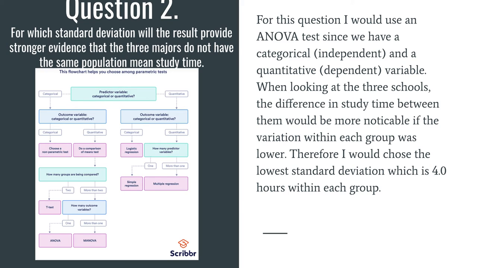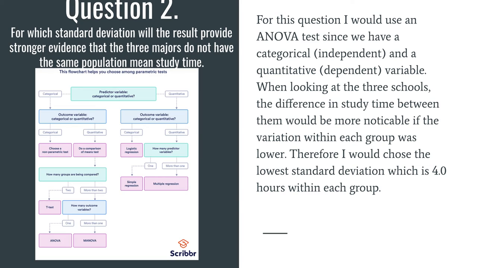The second question asked about the 3 different majors and how much study time they did. So we have a quantitative and a qualitative variable here. Since it's not two quantitatives, we'll stay away from the linear regressions. Again, I like this little flowchart here. It really helped me out, and this led me to an ANOVA test.